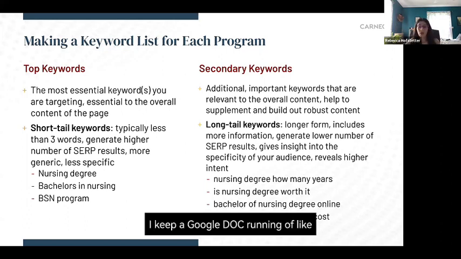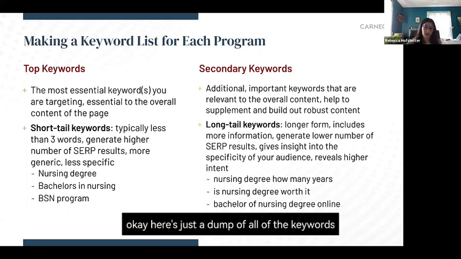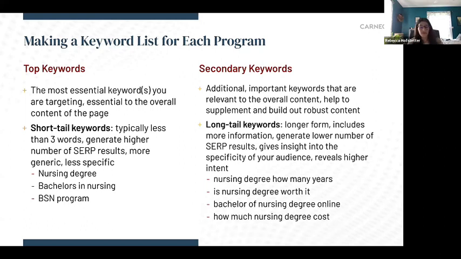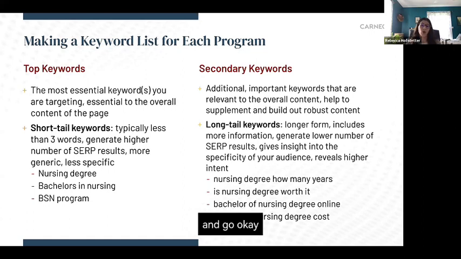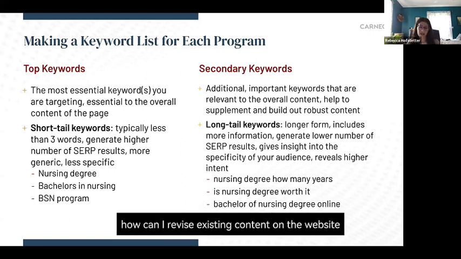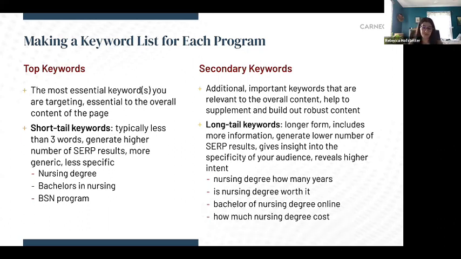Keep a Google Doc running of, okay, here's just a dump of all of the keywords. Then what you can do later is return to this set of keywords and go, okay, what do I have here? How can I revise existing content on the website? And what new content do I need to create in order to really meet the needs of this audience?